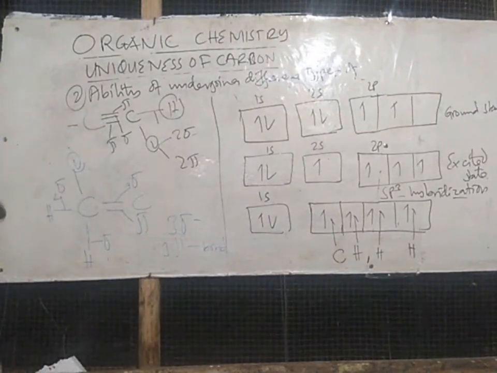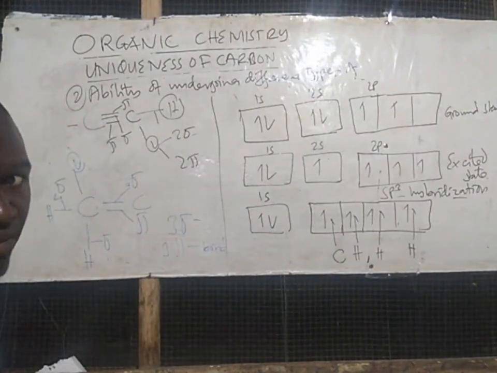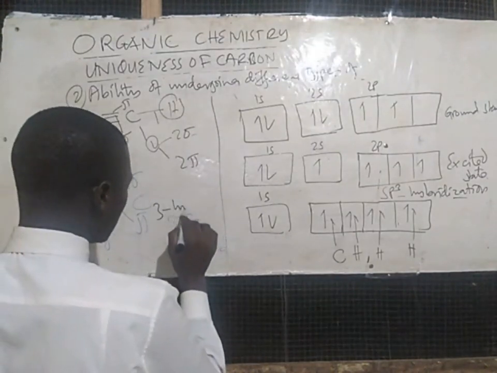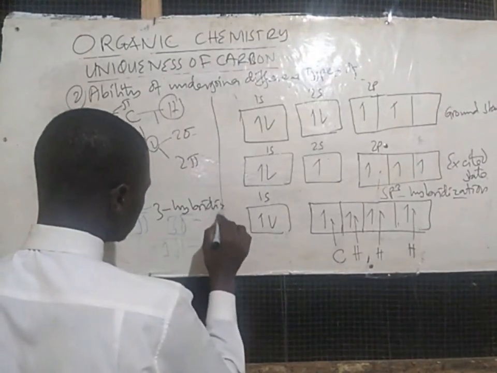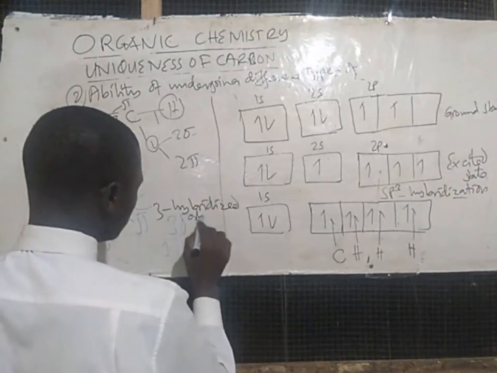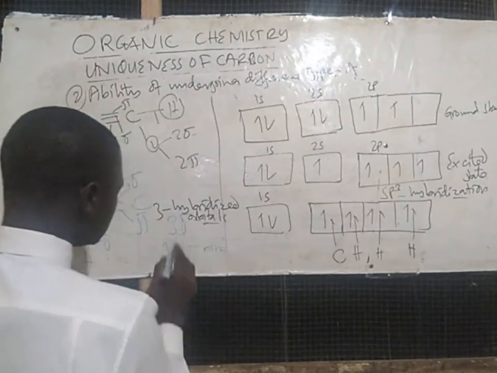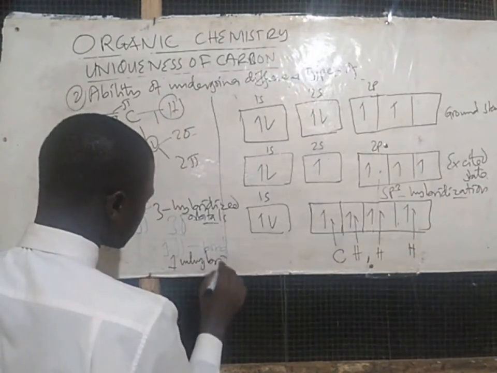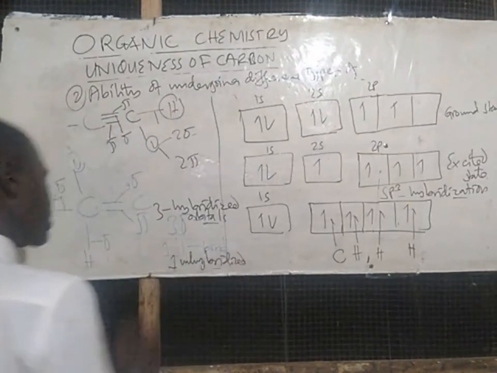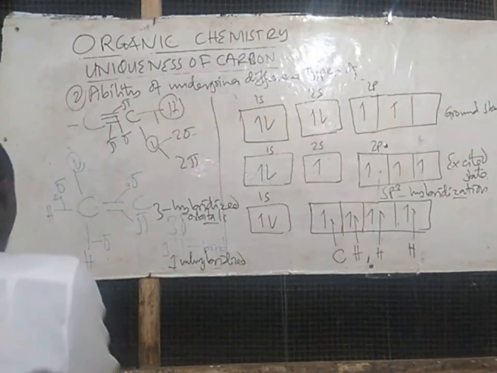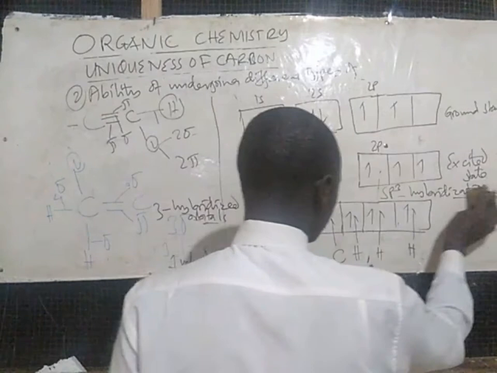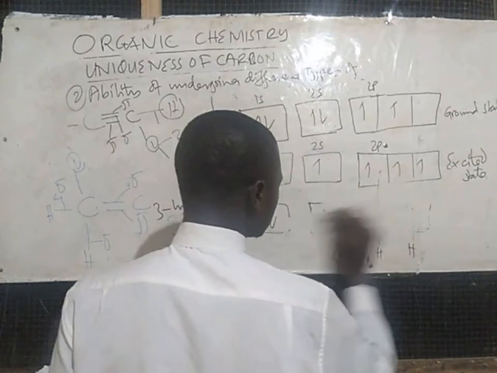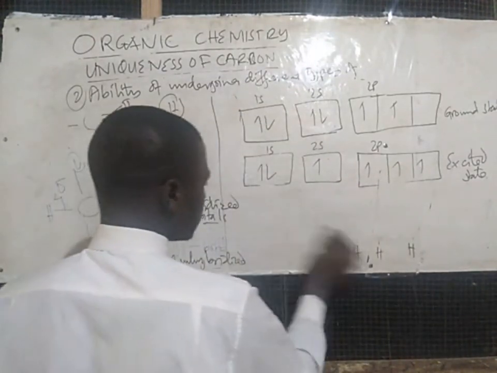And as we know, a pi bond is formed from an unhybridized orbital. So here we need 3 hybridized orbitals, and we need 1 unhybridized orbital. Now, I am having the last step of hybridization. From the ground state to the excited state, it is the same because it is the same atom of carbon.